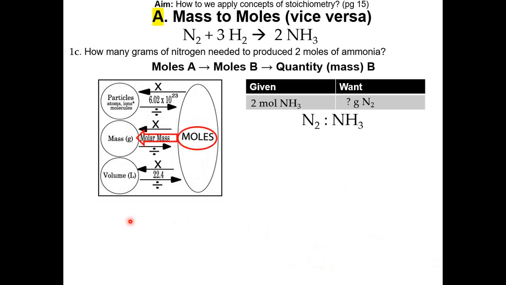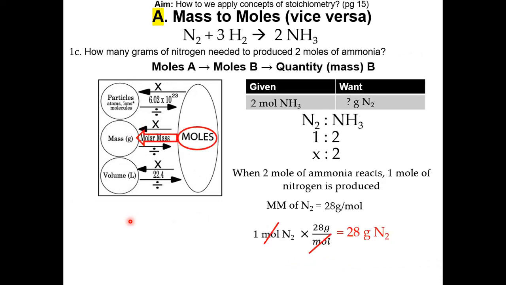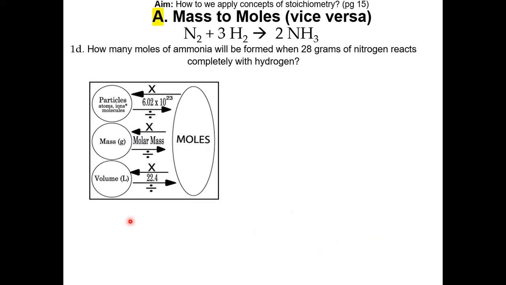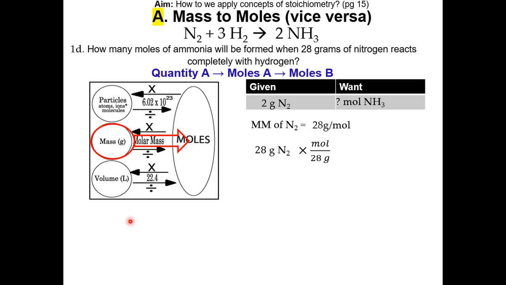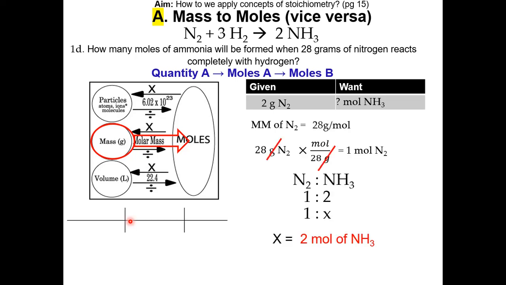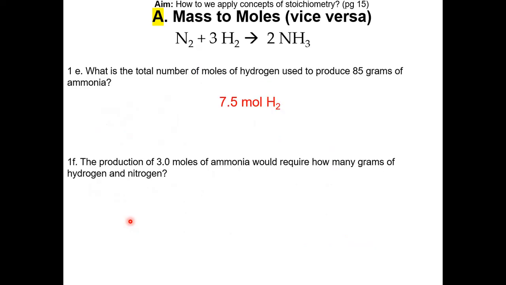For 1C, the answer is 28 grams of N2. And here's the bridge method. For 1D, the answer is 2 moles of NH3. And here's the bridge method. For E is 7.5 moles of H2. And for F, 9 grams of H2 and 42 grams of N2.